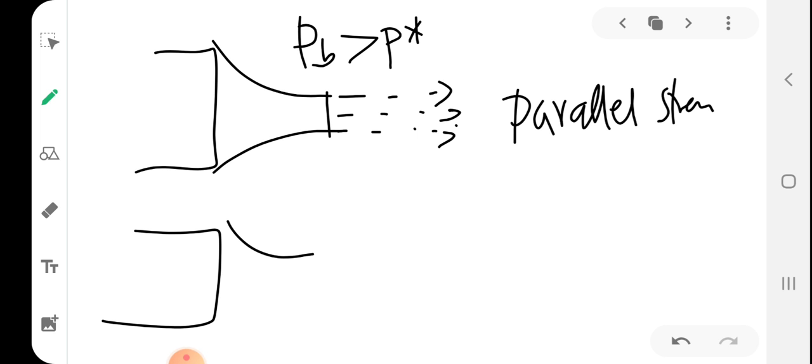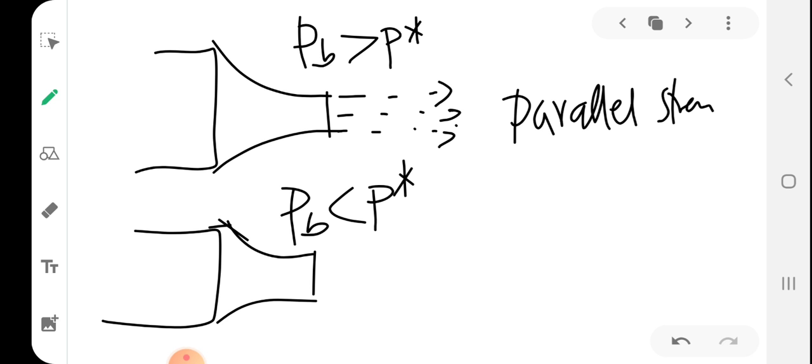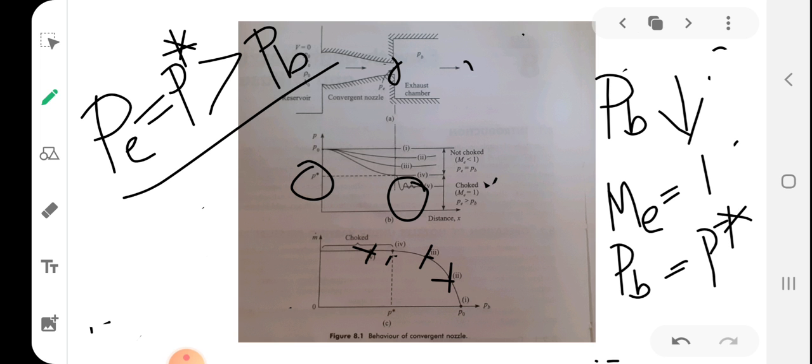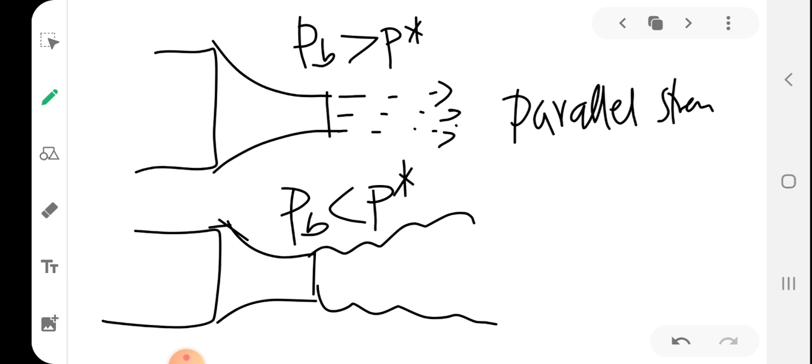Suppose the nozzle is discharging when the back pressure is less than P star, that is the choking pressure. The discharge stream won't be parallel. When the back pressure is less than the nozzle exit pressure, the jet expands. As you have seen, you can see here an expansion wave is here. So the jet expands as it discharges from the nozzle.